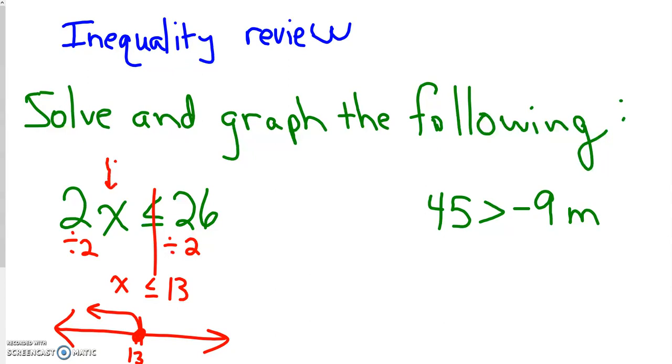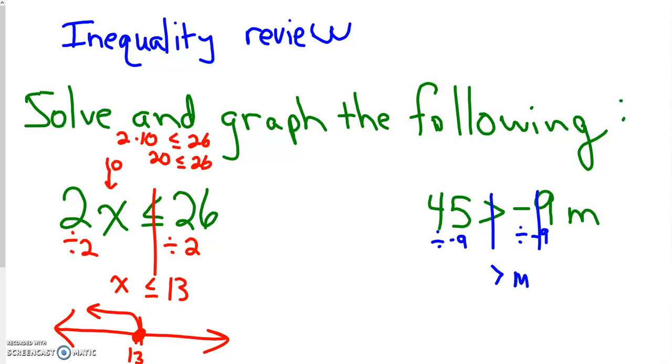If I substitute 10 in here for x, that says 2 times 10. That better be less than or equal to 26. 2 times 10 is 20. 20 is less than or equal to 26, so it worked. Going to do the same thing here. Divide by negative 9. Divide by negative 9. Got m all alone. 45 divided by negative 9 is negative 5.